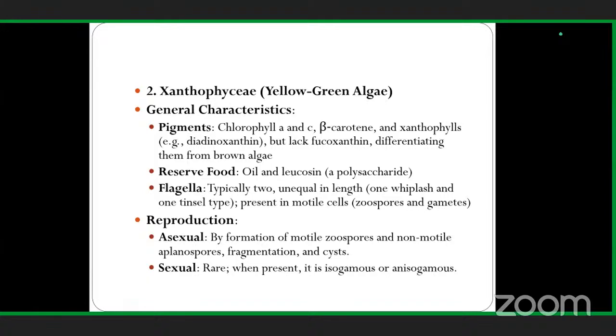And sexual reproduction is typically rare, but when present, it is isogamous or anisogamous. So in Xanthophyceae, basically you will see the asexual mode of reproduction. Sexual is also there, but it is very rare. You will see it in a minimum number of Xanthophyceae species. If it is present, it is isogamous, meaning similar type of gametes, or anisogamous, not identical gametes, but you will not find oogamous.